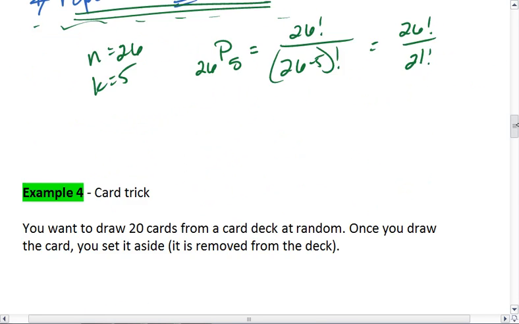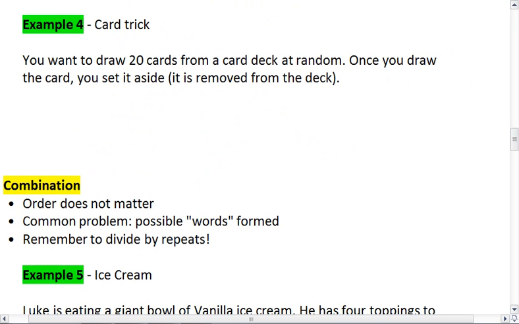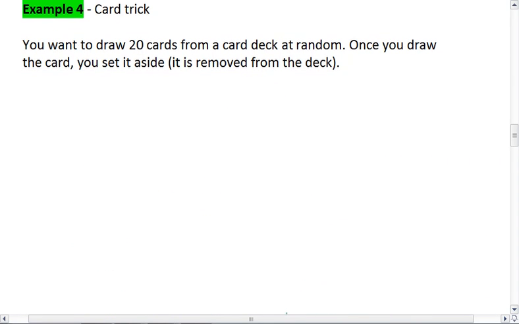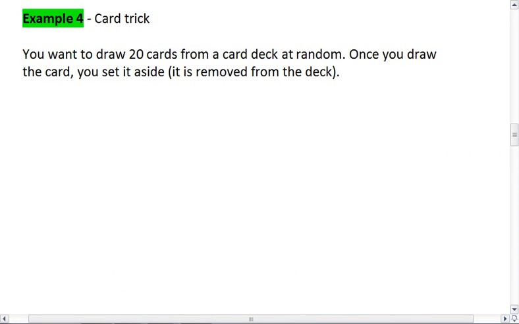Let's look at an example that uses this formula. Let's say you want to perform a card trick. You're going to select 20 cards at random from a deck of cards. I'm going to tell you that yes, order matters. It does matter for this card trick. And once you draw a card, you set it aside, which means repetitions are not allowed. This is called without replacement. So we are not replacing these cards.